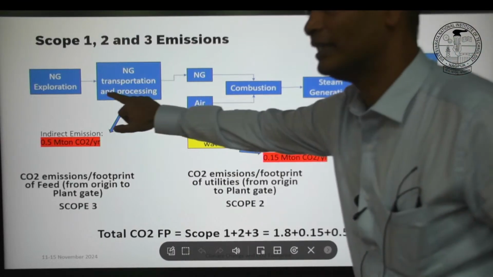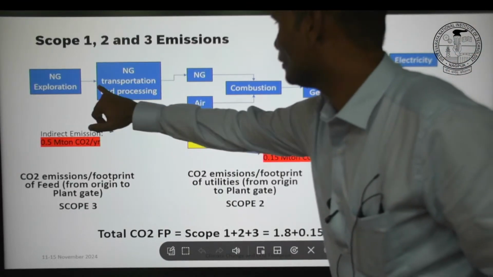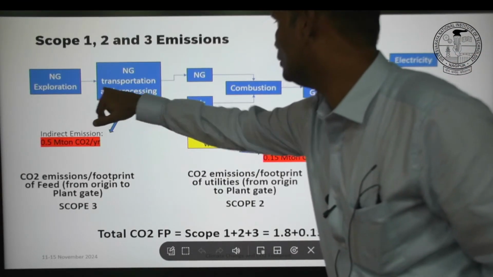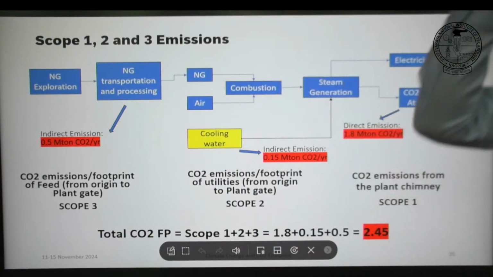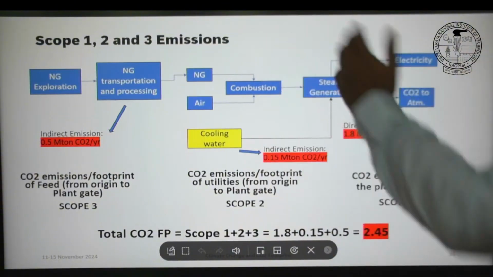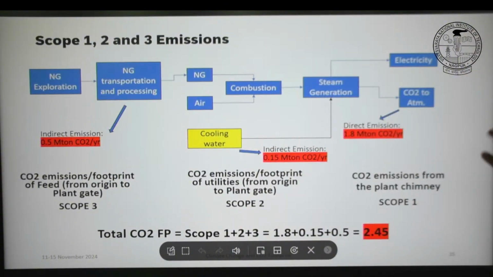Now if I go back, as you were saying, a lot of emissions, or let's say energy, is used to transport this energy, natural gas. So anything beyond your plant, everything is scope 3. So that is also indirect.